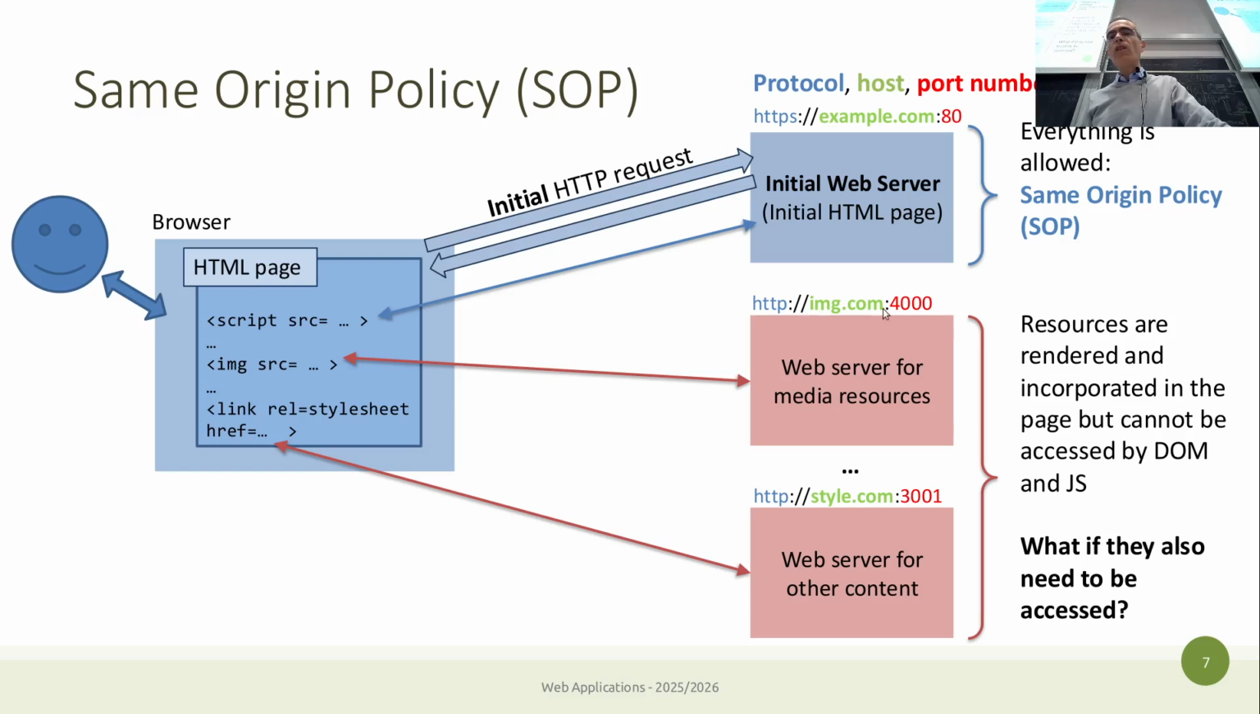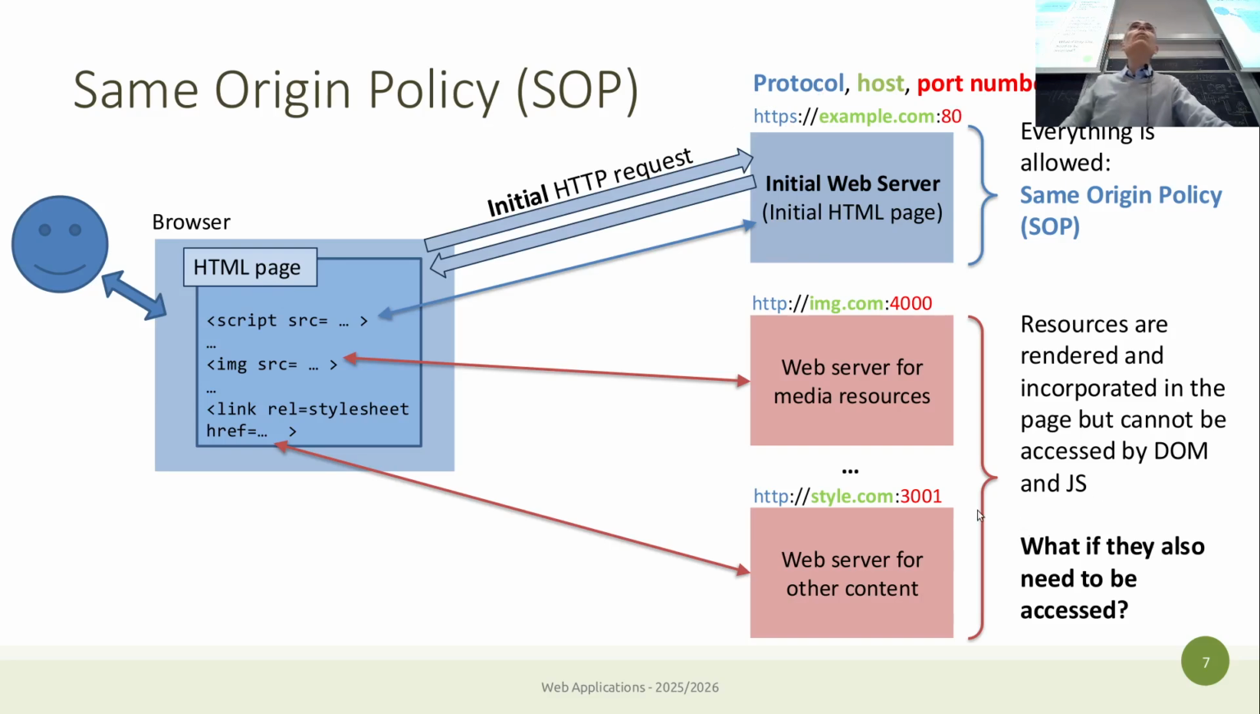If we have different host names, protocols, ports, and so on, resources are actually rendered and included into the page if they can be parsed. That means the image can be interpreted as an image, a CSS rule can be interpreted as a CSS rule, JavaScript can be parsed in terms of JavaScript code and so on. But what comes from the server cannot be accessed from the DOM and the JavaScript coming from the original web server. Okay?